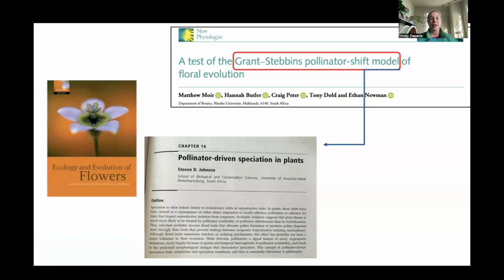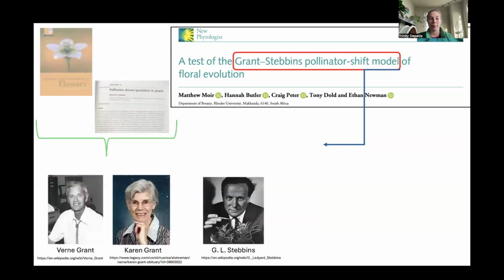Basically, this person named Steven Johnson has combined two theories from really amazing evolutionary botanists named Vern Grant and also his partner named Karen Grant, as well as Stebbins. And both of these are regarding how pollinators can apply selection to plants and enforce evolution of floral form. And so, as I mentioned before, we have here Vern Grant and Karen Grant, as well as Stebbins.